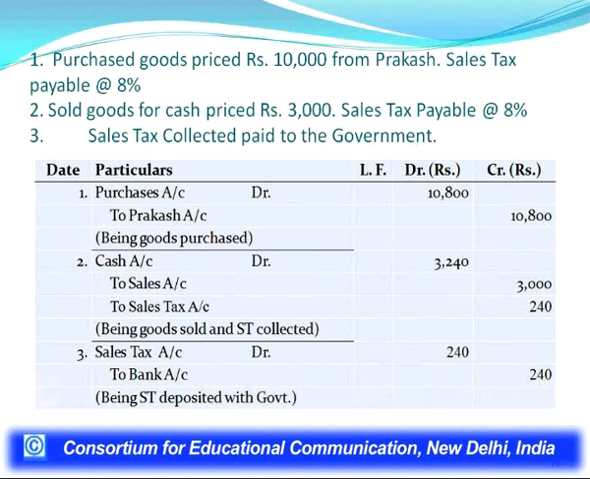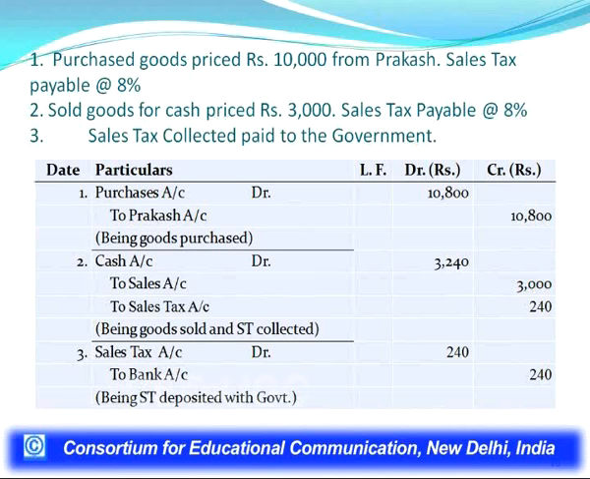Tax is not our income; we have collected this on behalf of the government. So sales tax account has been credited with 240. It is a liability, and on a particular date, as per rules of the government, it is to be deposited into the government's account. So when we pay this sales tax to the government, we shall pass the entry: sales tax account debit to bank account.